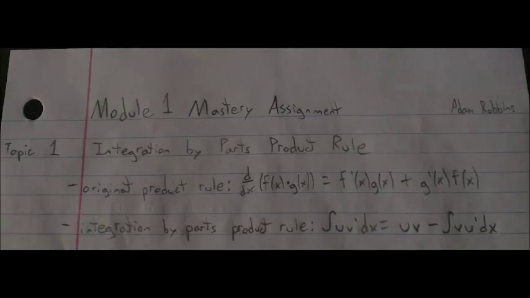The first topic I thought would be most likely to be on the AP exam is integration by parts with the product rule. The original product rule is d over dx of f of x times g of x equals f prime of x times g of x plus g prime of x times f of x. To use that for integration, you have to change it to the integral of u times v prime dx equals u times v minus the integral of v times u prime dx.